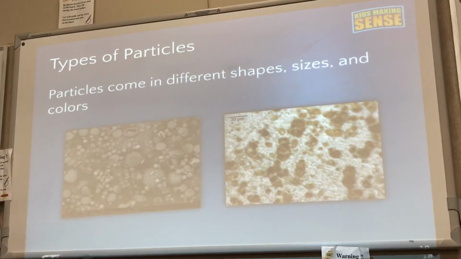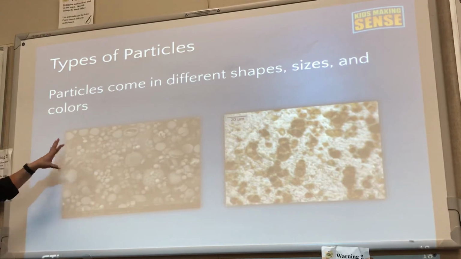So on the right hand side, can you tell what that is? Probably not. It's hard to see that right now. But it's basically just an image of dust and sand zoomed in, magnified. So you can see it's more rock-like in nature. And then on the left-hand side, it looks like something like a bacteria, but it's actually pollen.